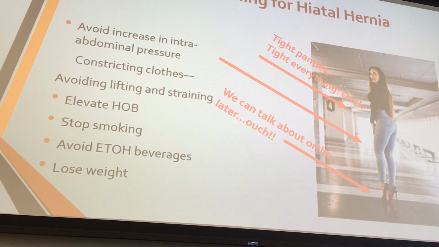Constricting clothes, okay? So basically, anything that is constricting, you're going to avoid, and you're going to avoid heavy lifting and straining, okay? And we already talked about some of the risk factors, okay? Stop smoking, alcohol, obesity, you're going to lose some weight.